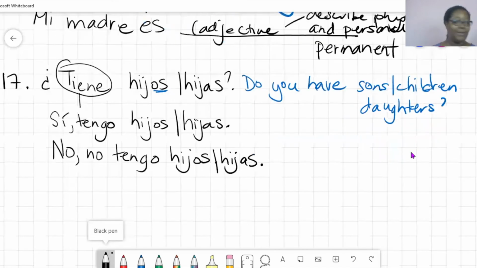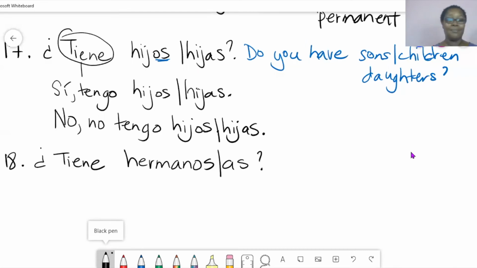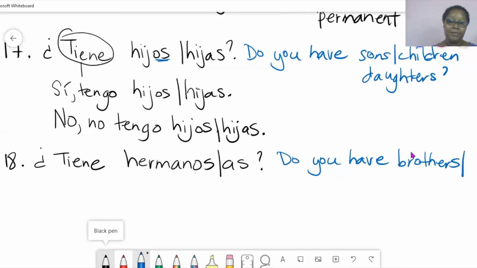And another question. Número 18 is similar to número 17. Because suppose you're not old enough or the examiner perceives that you're not old enough to have children, they could ask, ¿tiene hermanos or hermanas? Testing your knowledge of your family relations here. Do you have brothers? And again, brothers could also be siblings, as in a blend of male and female, or do you have just sisters?